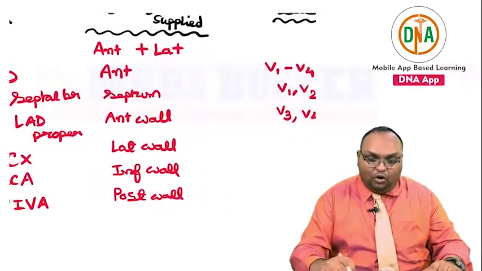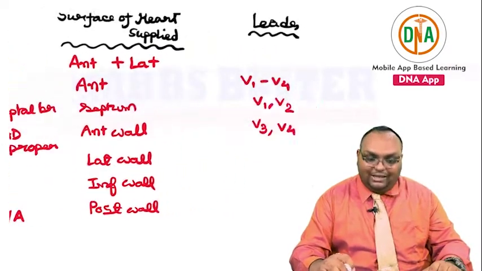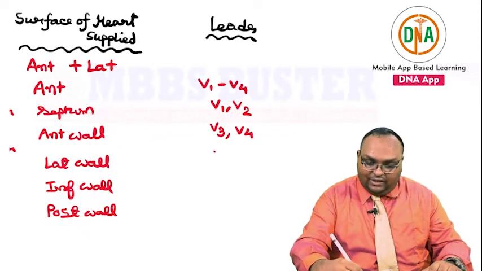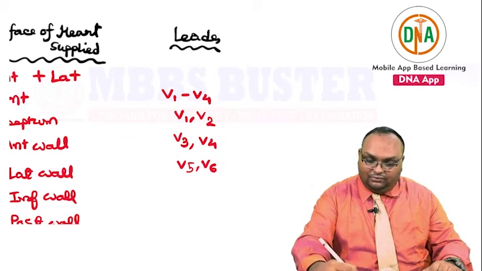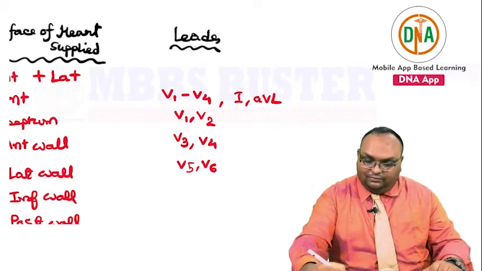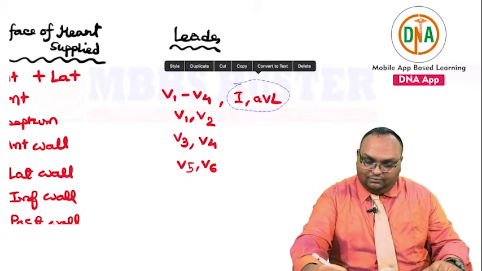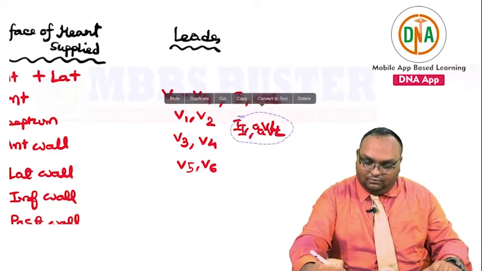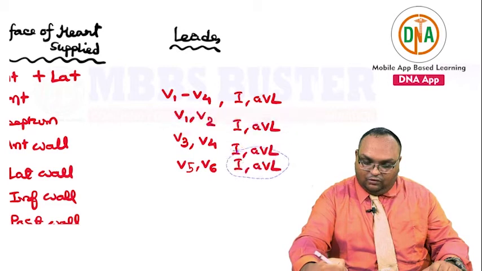If the lateral wall is affected due to a thrombus in the LCX, left circumflex, it is V5 and V6. All of them along with lead 1 and AVL, of course, that will be there. Needless to say, they are always affected.